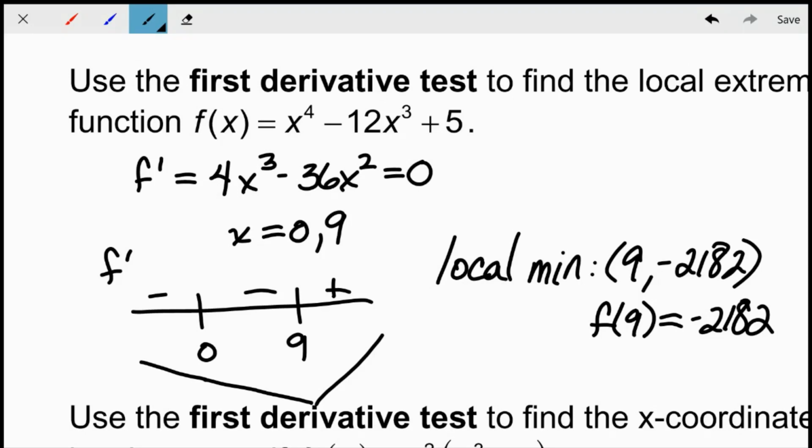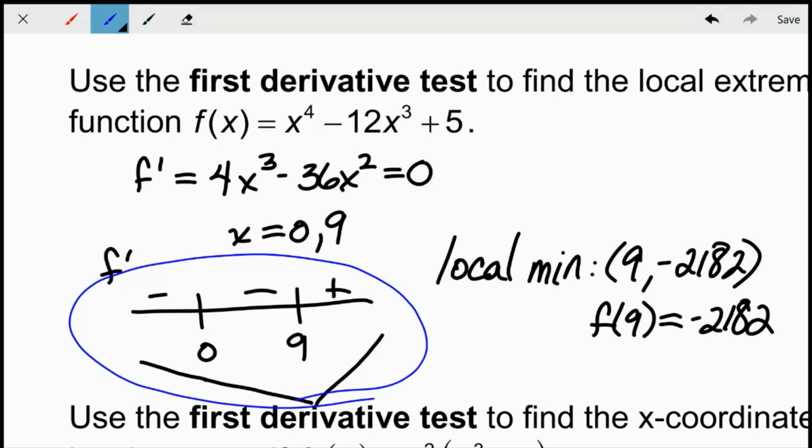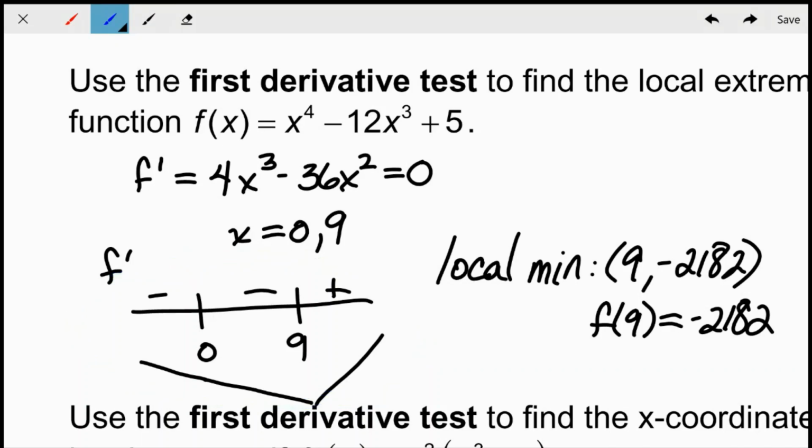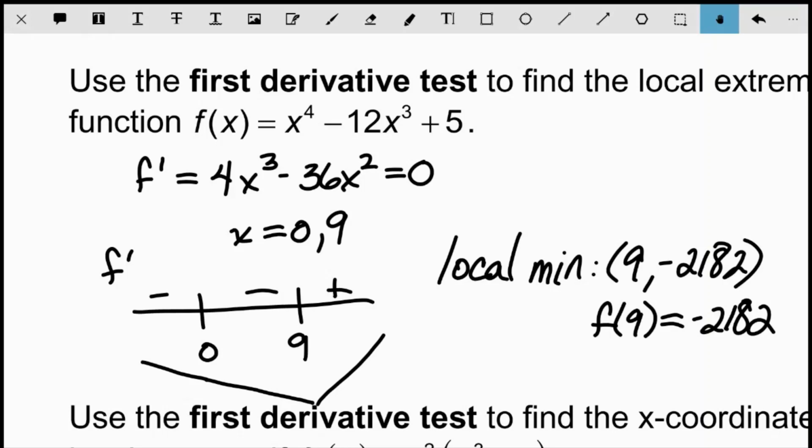It's just an extension of what we were doing with increasing, decreasing. So the one thing I do want to warn you about is if I ask you to justify why there is a local max or a local min, again, like I said before, this sign chart is not justification. That sign chart is just a tool for us to organize our thoughts. So if I needed to justify why this is a minimum, I would say there is a local minimum at f of 9 equals negative 2,182 because the function went from decreasing to increasing at x equals 9.